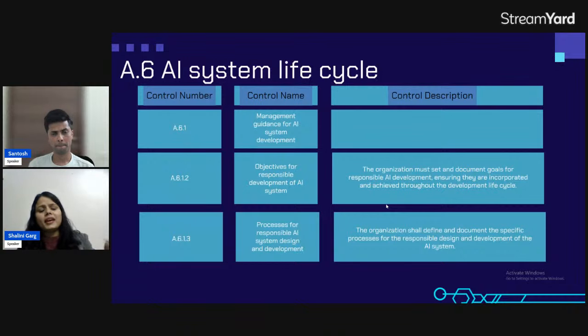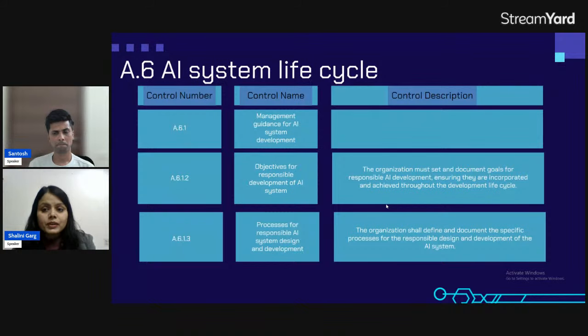Simple one-liner thing they have said about the control, but they have provided us certain implementation guidelines for this control. So this is like AI system requirement and specification. Let's talk about getting things right from the start when it comes to an AI system.